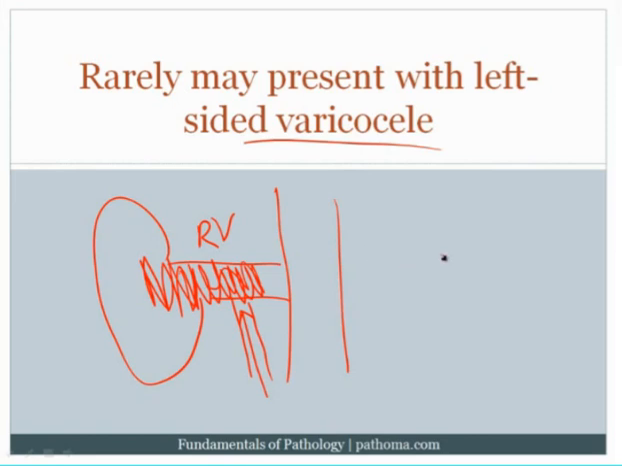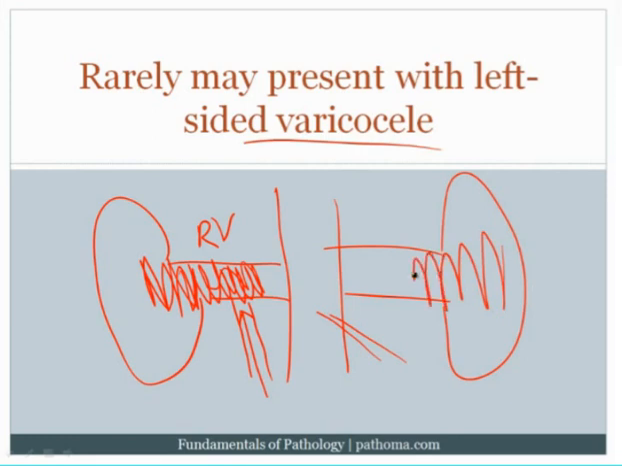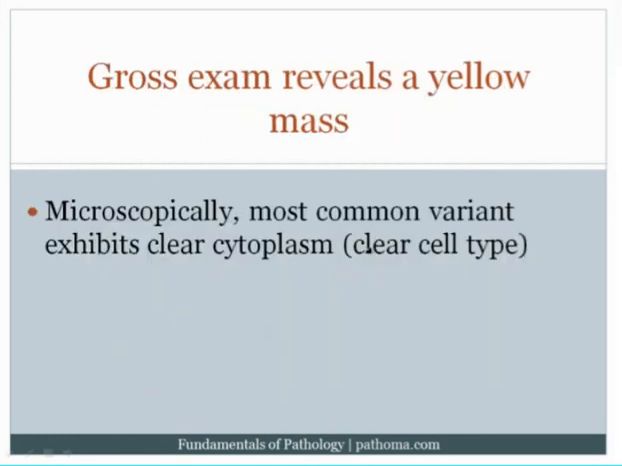This doesn't usually occur on the right side because recall from anatomy that on the right side the spermatic vein directly drains into the inferior vena cava. And so therefore, even if you had a right-sided renal cell carcinoma invading the renal vein, this would not block the drainage of the spermatic vein. Therefore, you don't usually see right-sided varicoceles with renal cell carcinoma.